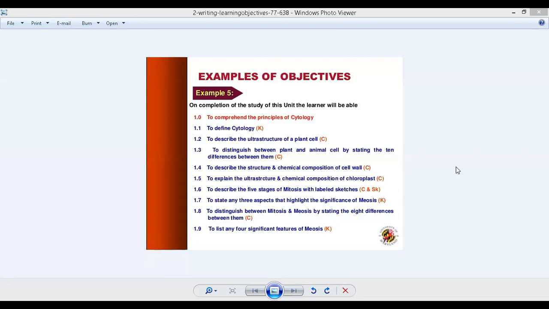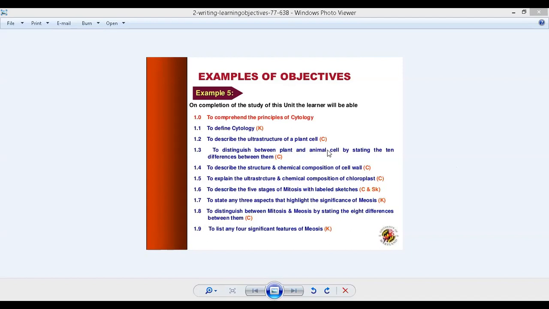On completion of the study of this unit, the learner will be able to comprehend principles. I believe it's from botany, so science. So look at the examples: to comprehend the principles of cytology, to define cytology. Pay your attention to these words: to describe the ultrastructure of a plant cell. All these things are what our students will be able to do at the end of the lesson: to describe the ultrastructure of a plant cell, to distinguish between plant and animal cell by stating the 10 differences between them. See that it's very specific.